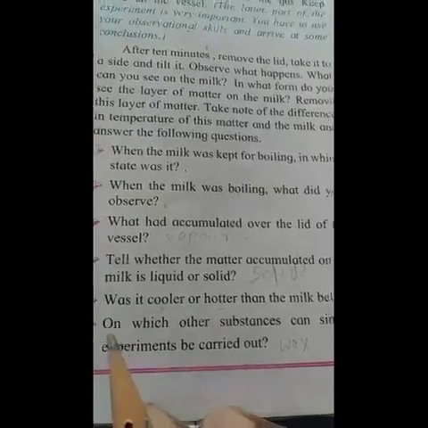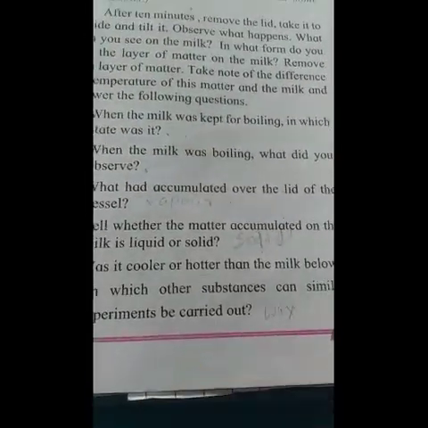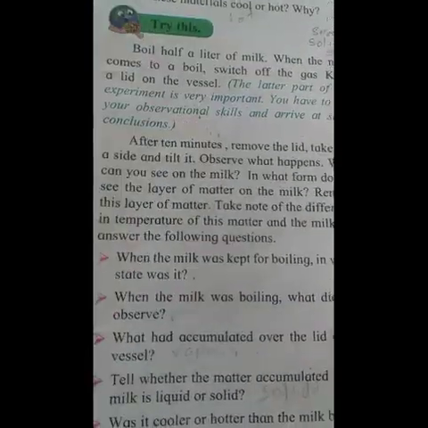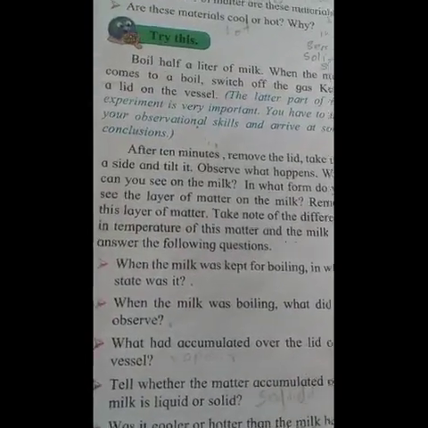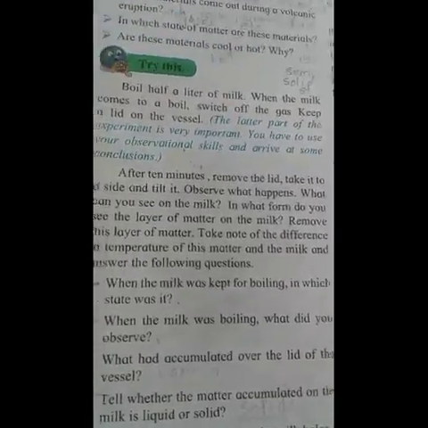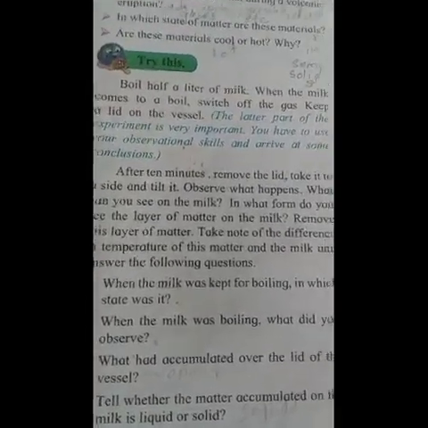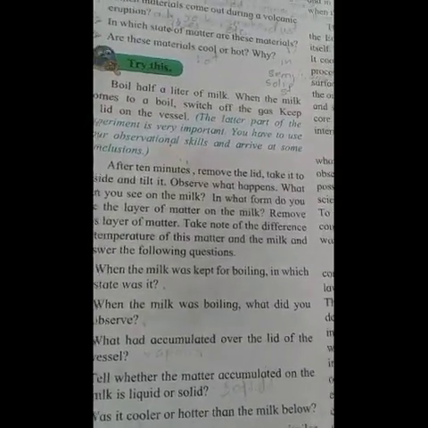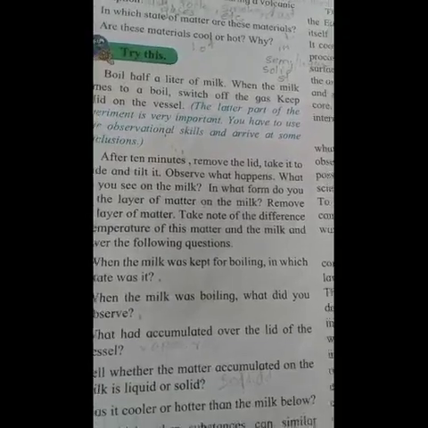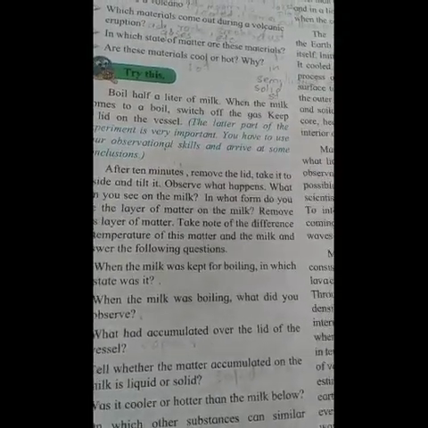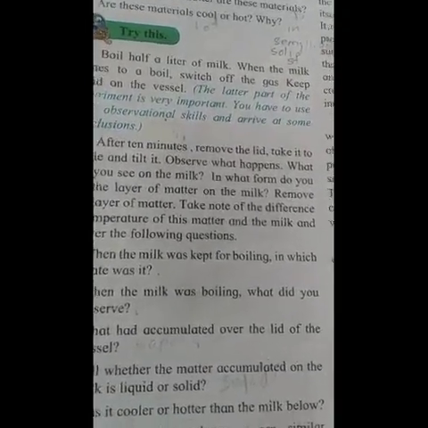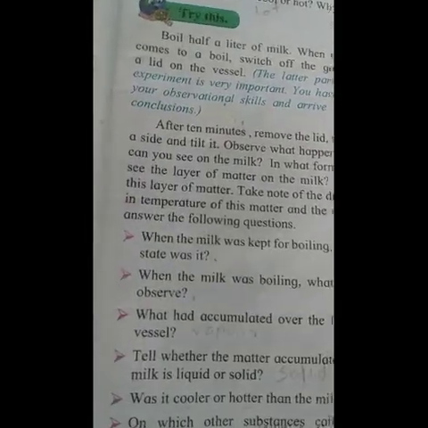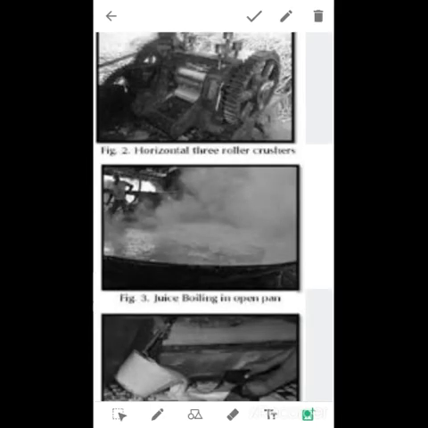Next question. On which other substances can similar experiments be carried out? Substances like jaggery and sugar can be used for similar experiments. The sugar formation and jaggery formation processes are similar. Sugarcane is crushed and the juice is heated in jaggery making and sugar making.